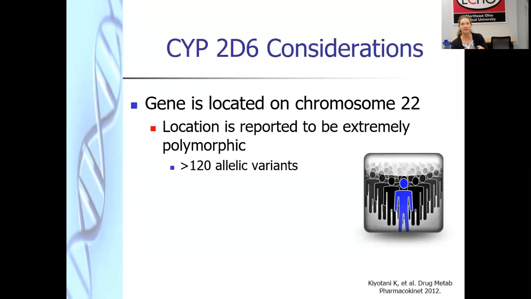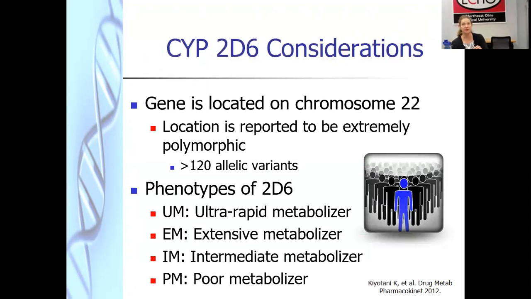This is located on chromosome 22, and it's very, very polymorphic. There are more than 120 allelic variants, so you can get a tremendous amount of variability. In these phenotypes, depending on what sequence they have, a patient can be an ultra-rapid metabolizer. They have multiple copies of the most efficient 2D6 enzyme, so they can chew through 2D6 substrates incredibly quickly. It doesn't mean we can't use those drugs, but we need to raise the dose much higher because they're able to process a lot more.